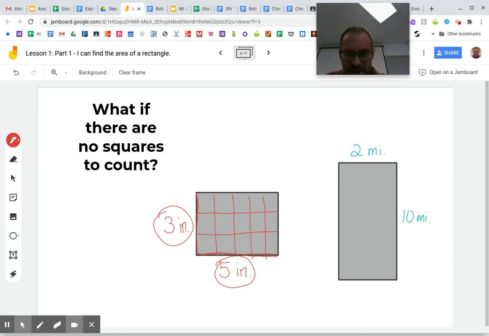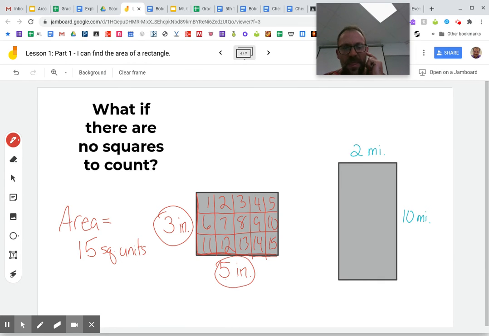So now I can count them up. I got 1, 2, 3, 4, 5 squares, 6, 7, 8, 9, 10 squares, 11, 12, 13, 14, 15 squares. The area of this rectangle is equal to 15 square units. Now, wait a second. I noticed something. Do you notice the same thing I notice? There are 3 rows of 5 squares.